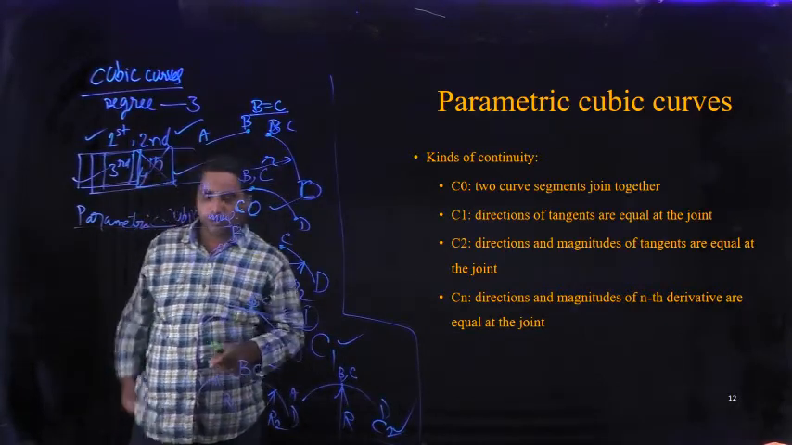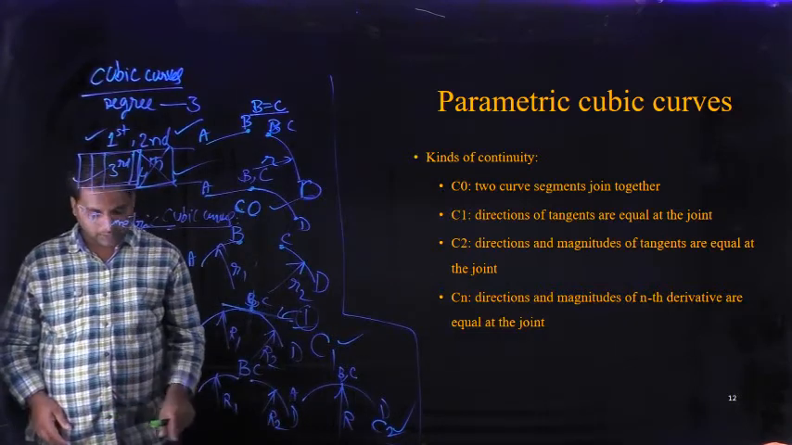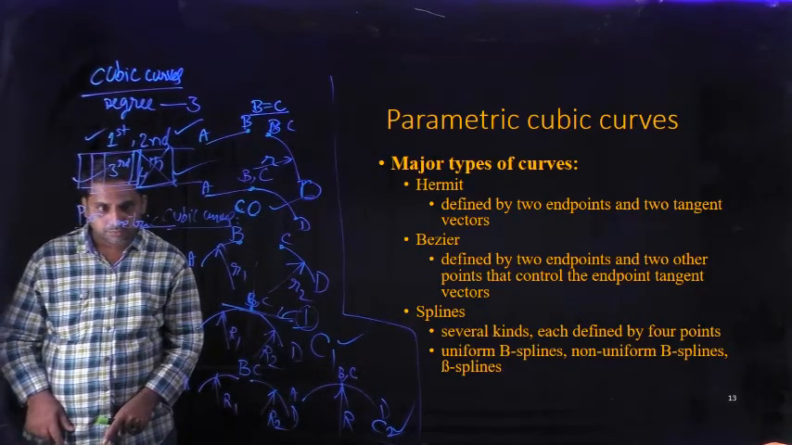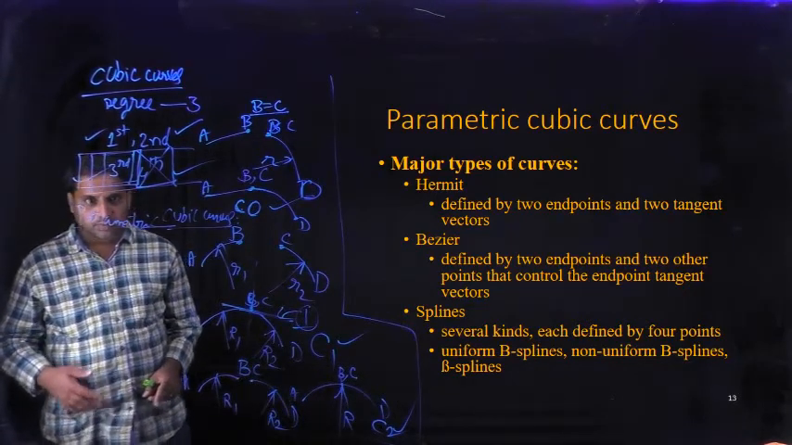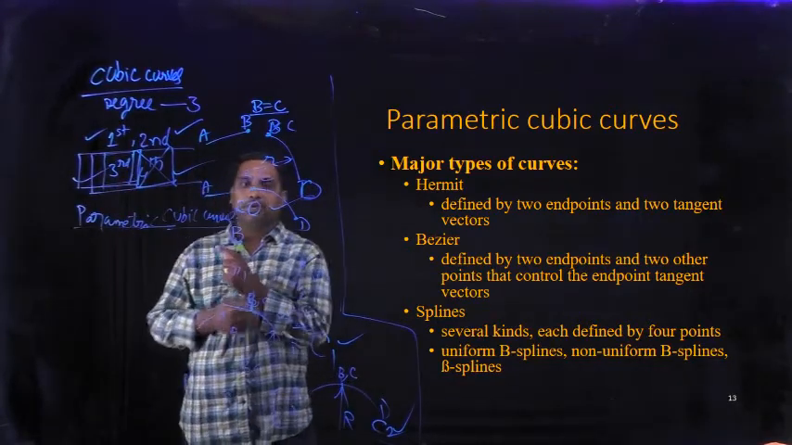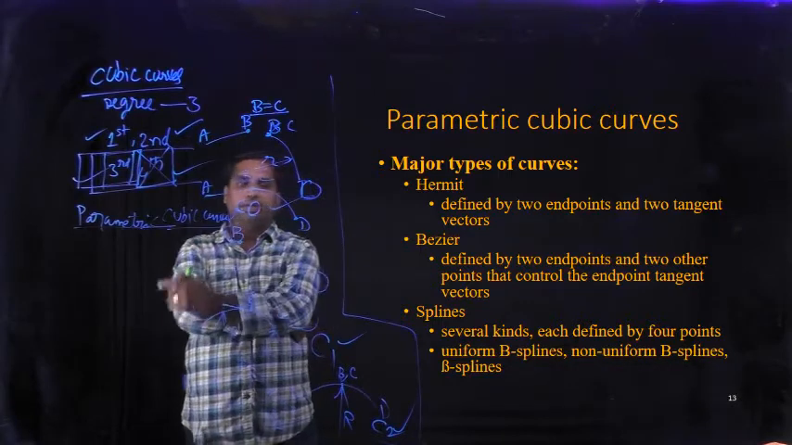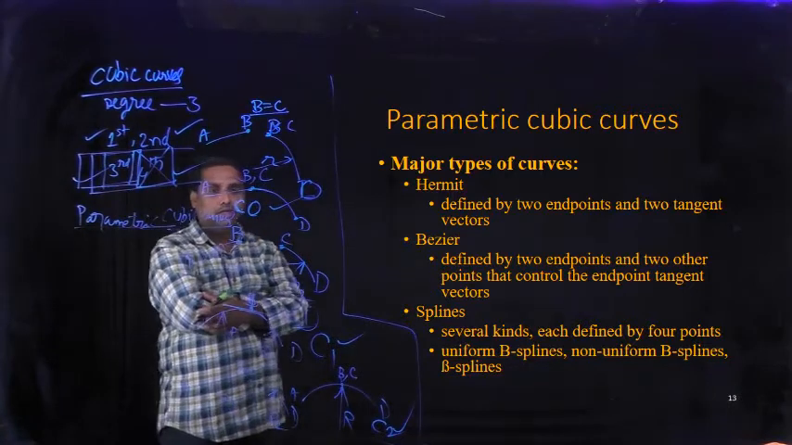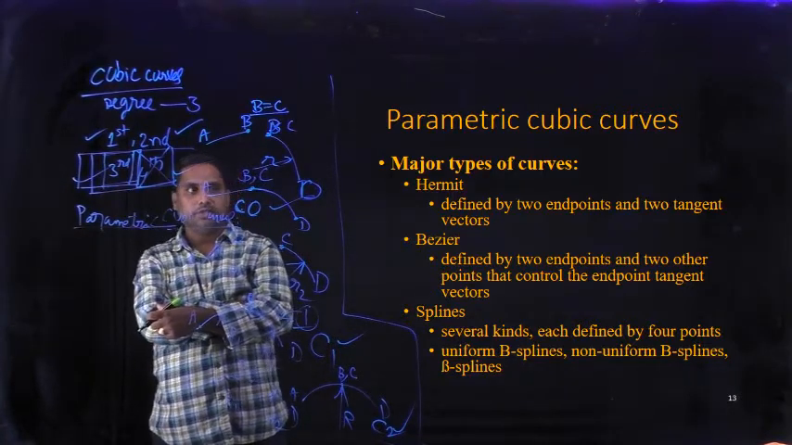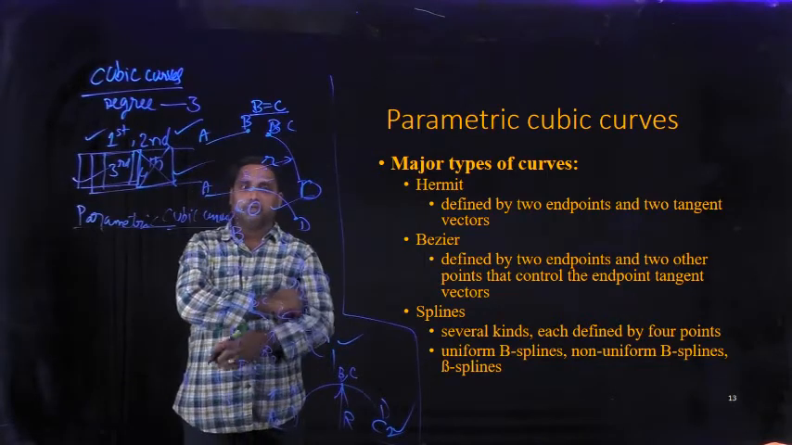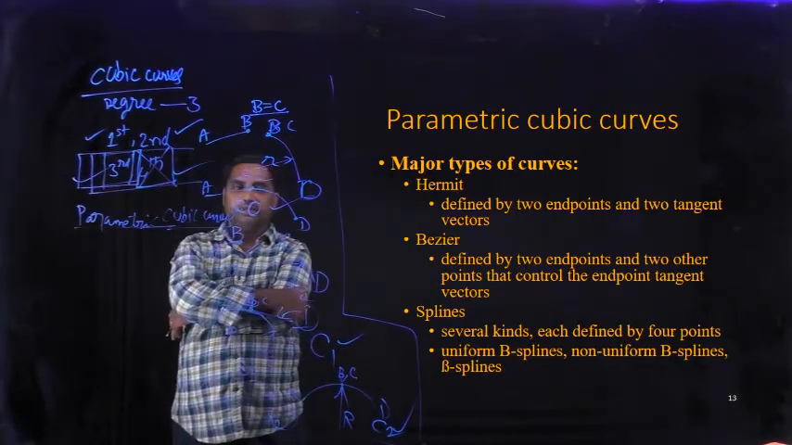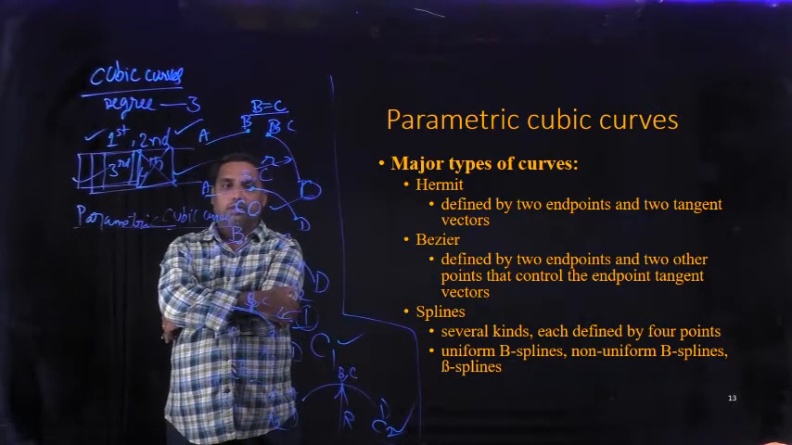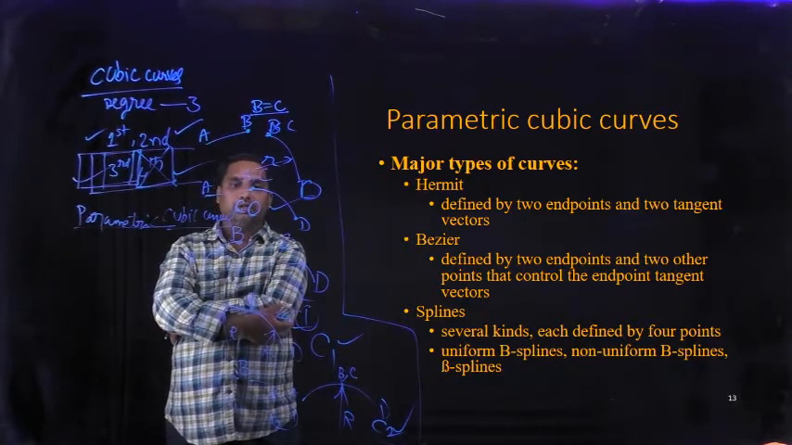Next one, you can go to the next slide. Parametric cubic curves. This point is also important. You can go to the next slide. So before going to the brief details of the parametric curves, we can go for the different types of curves we are considering in cubic curves. If you observe that slide, there are 3 types of curves: Hermite curve, Bezier curve, and splines.